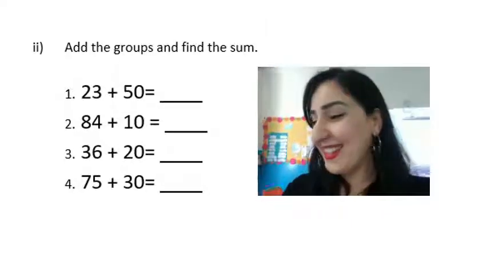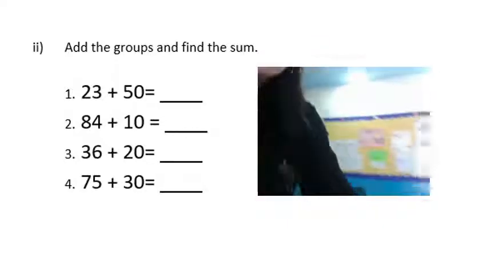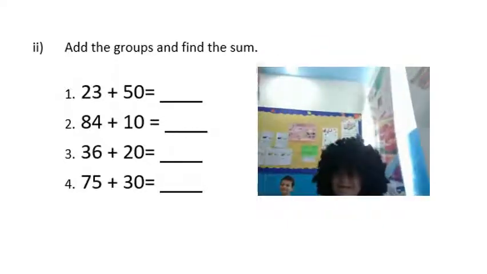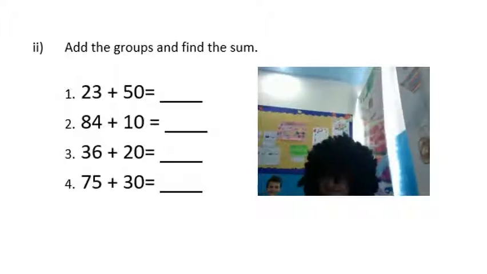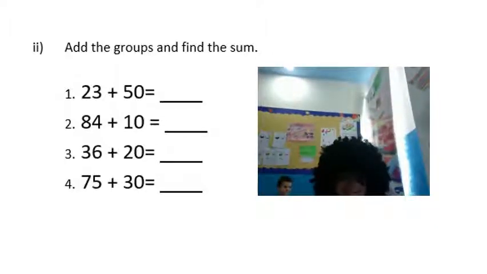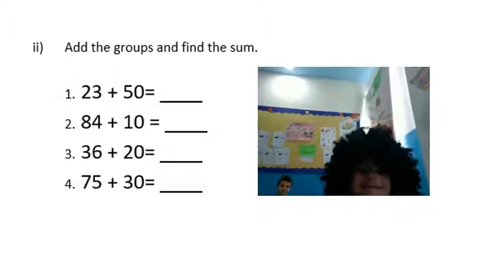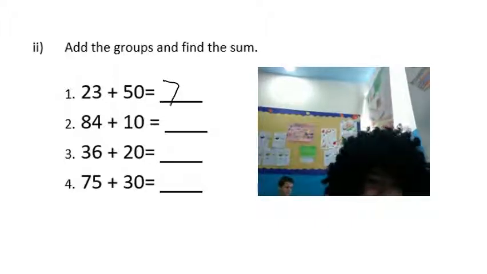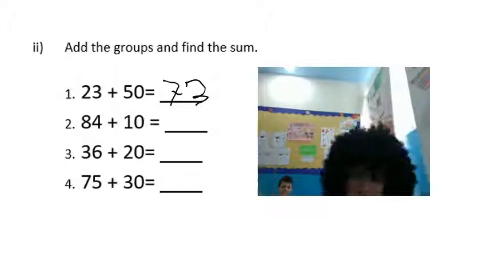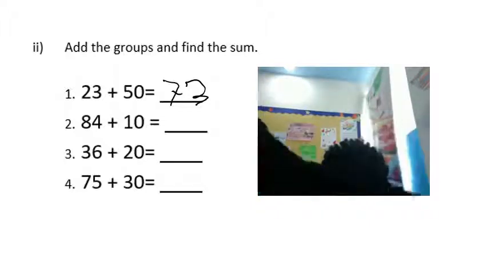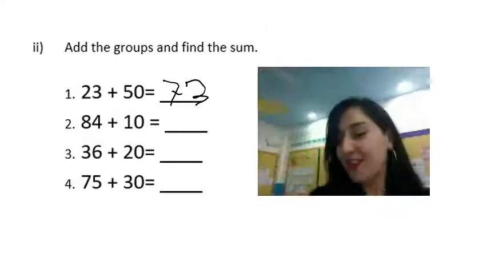So I'm gonna get Julia Fakhouda just because her hair is insane. Hello. Can you do number 1 for me, please? That's right. All right, 73. Good job. That was a lot of hair.